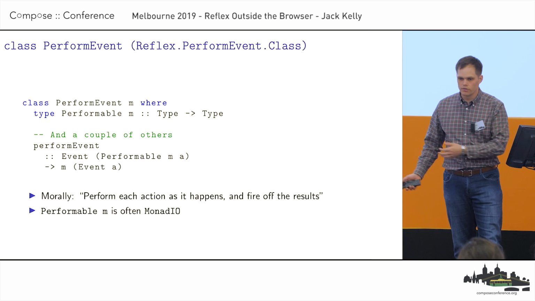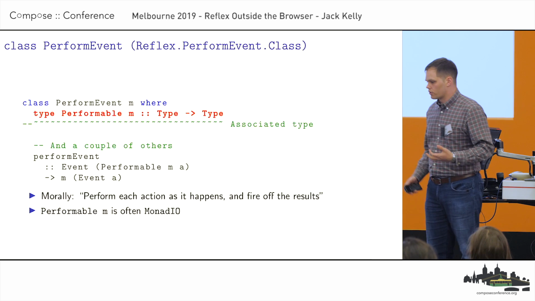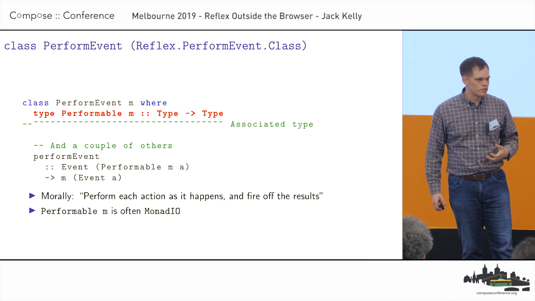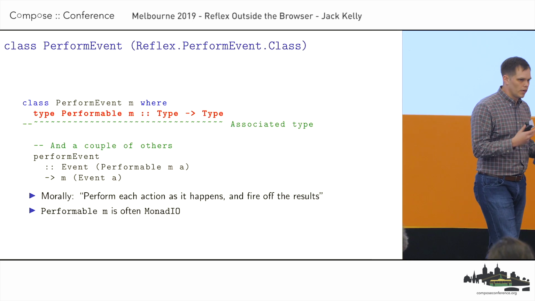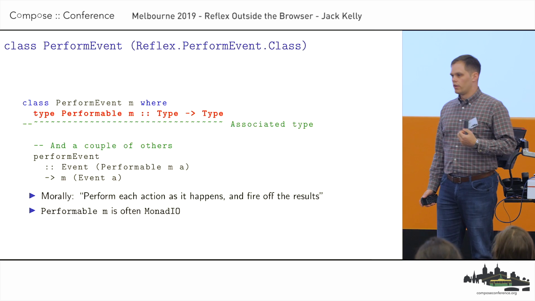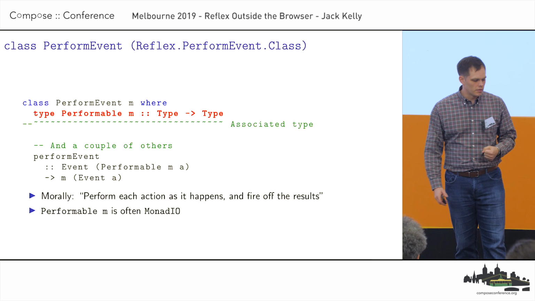Pushing on to a little bit more complicated, we will talk about perform event, and this is how I can do actions in the outside world. So this definition here is called an associated type. It's enabled by the type families language extension, and what it means is it's like a type alias that you have to provide when you provide your type class instance. This lets us talk about different types of actions that we can perform.